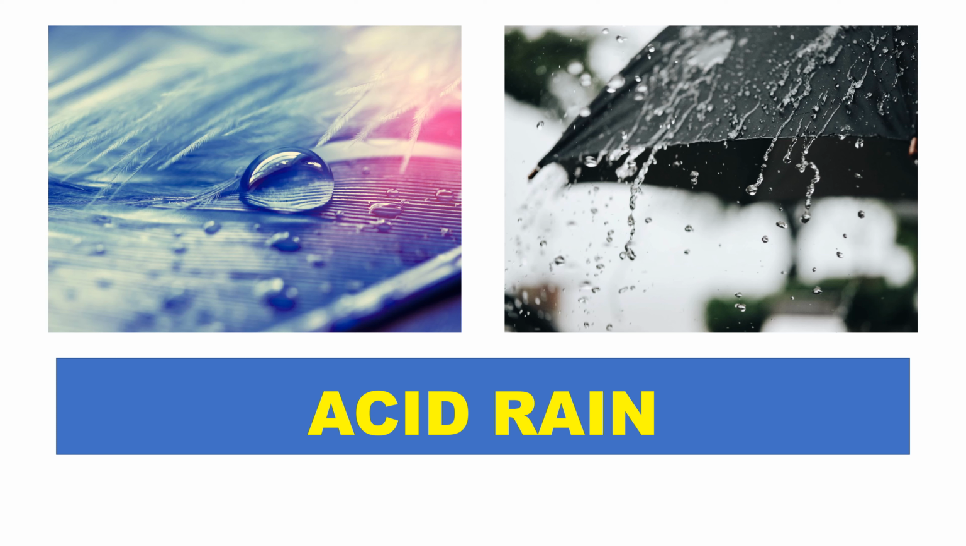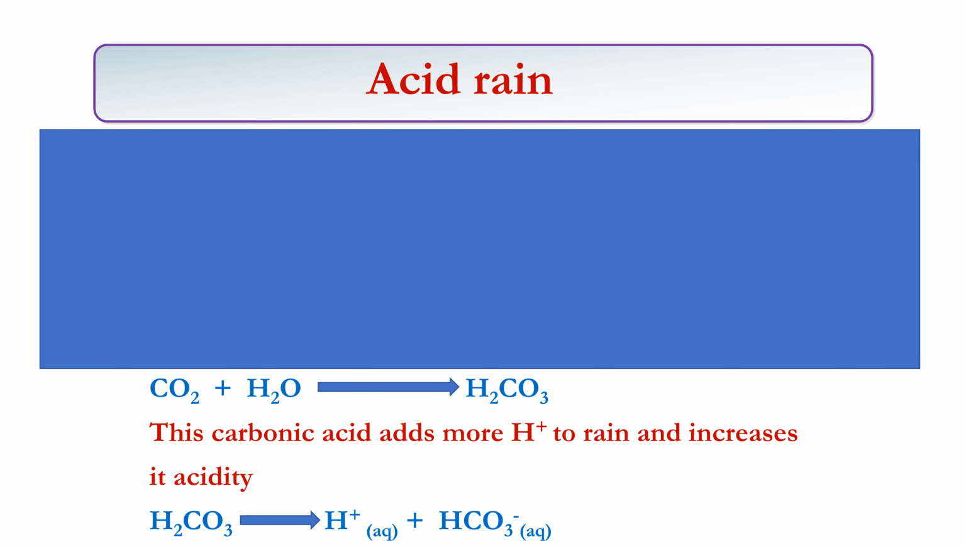Today, we will learn about what causes acid rain. Okay, the pH of normal clean rain is between 5 and 5.5. This pH is slightly acidic. Remember, pH values like 1, 2, 3 are more acidic. The higher the number, the less acidic the solution is.